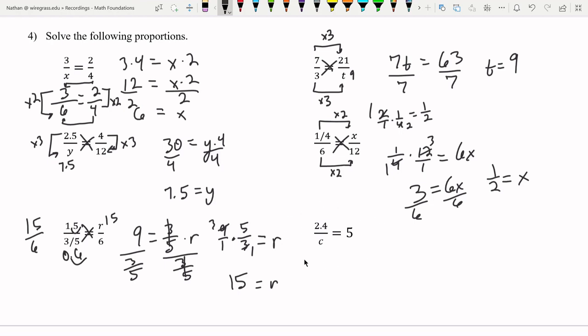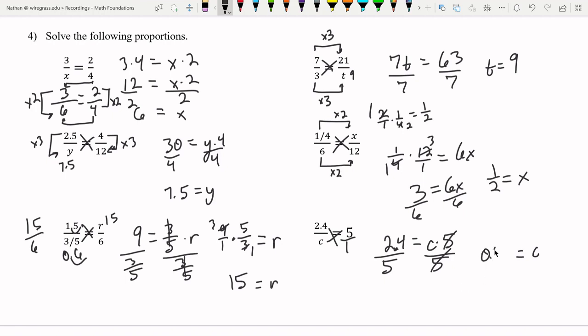Okay, this one may not seem like a proportion, but we can just do 5 over 1, and now it is. So let's cross multiply. It's going to give me 2.4 times 1, and 5 times c, or c times 5. It doesn't matter which way you do it. Divide by 5, and I get c equal to 2.4 over 5.